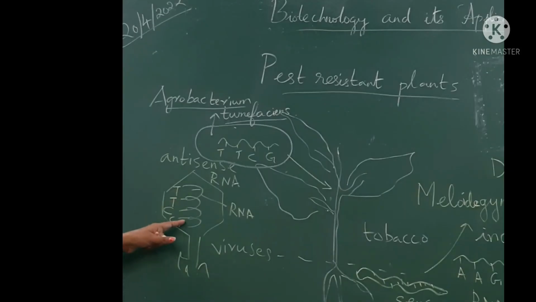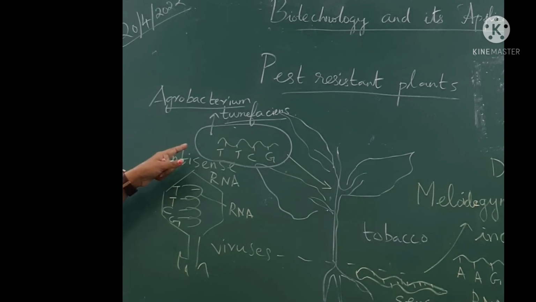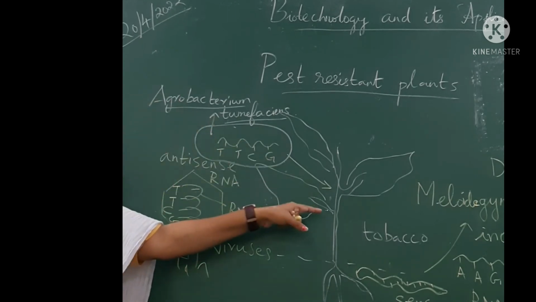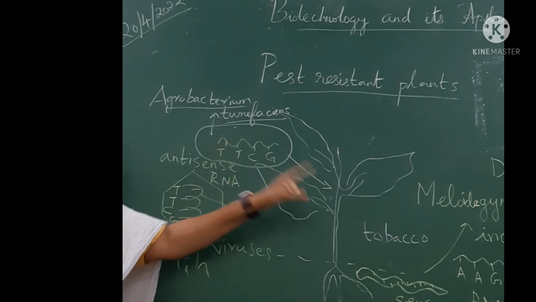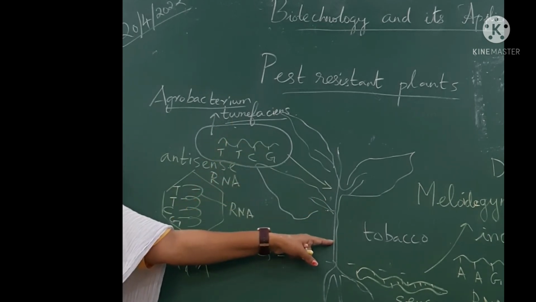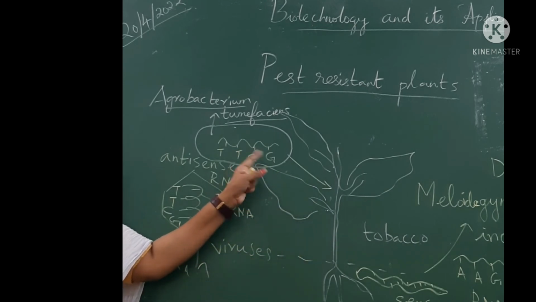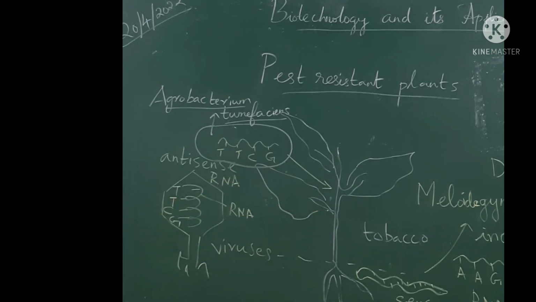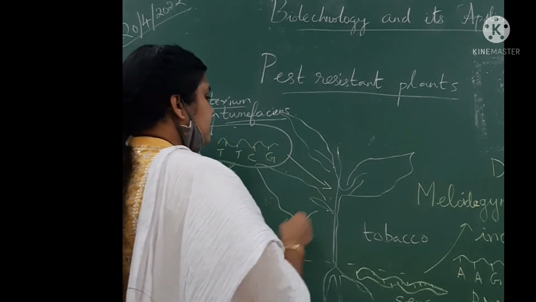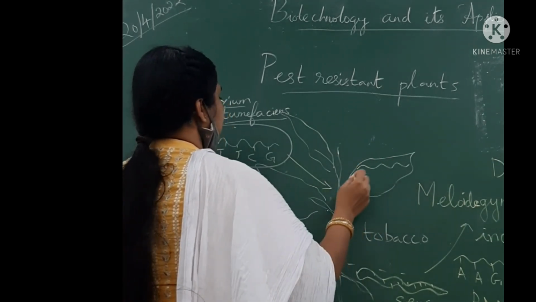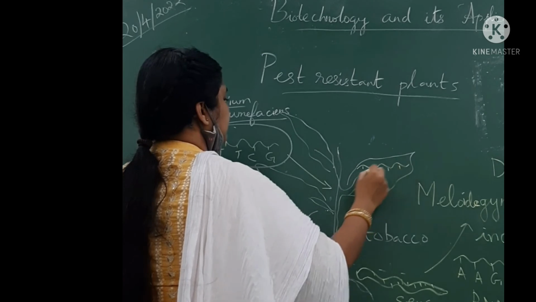First they will culture this RNA where this Agrobacterium is growing. Then the bacteria will get it inside the body. That bacteria they will allow to infect. So when this bacteria is infecting the plant, instead of causing infection, it will introduce this RNA into the plant. So the antisense RNA will get inside the plant.